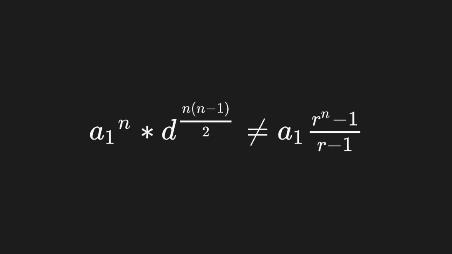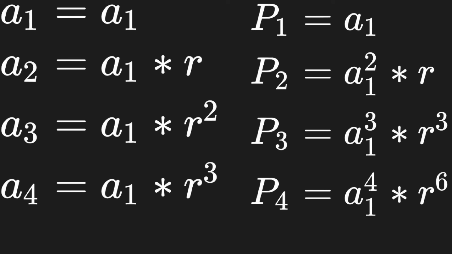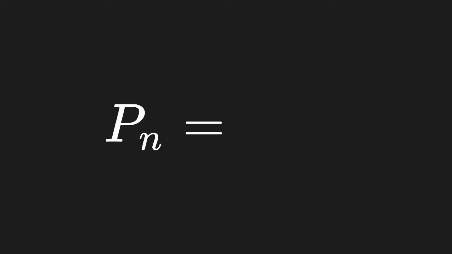To derive the equation for the partial product, let's write out a few terms of the geometric sequence. Now, let's write the partial products of the sequence. We can see that the exponent for a increases arithmetically in the partial products of the sequence, and that the exponent for r increases geometrically. The exponent for a is n, where n is the number of terms in the partial product. The exponent for r is 1 plus 2 plus 3, and so on, up to n minus 1. This is n times n minus 1 over 2, using Gauss's formula.